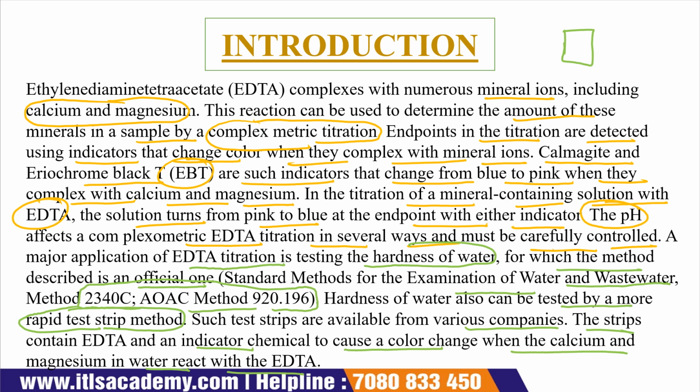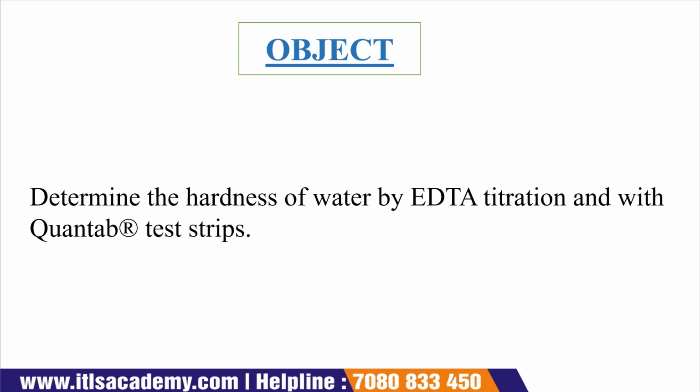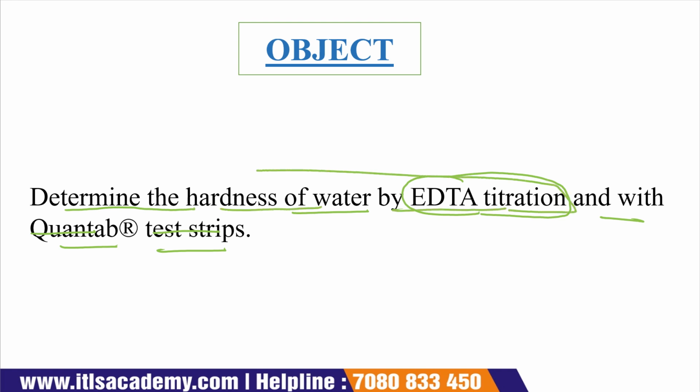So here we are not talking about the rapid test strip method. We are only focusing on this EDTA method. Now the objective is what? We have to determine the hardness of water by this EDTA titration method and with a test strip. So the test strip will not be discussed today. Here we only discuss the determination of the hardness of water by the EDTA titration method.